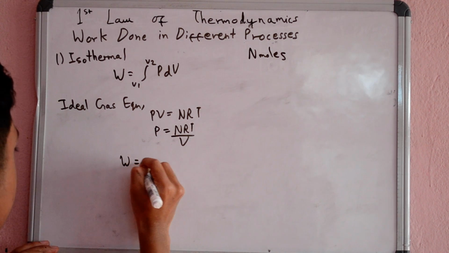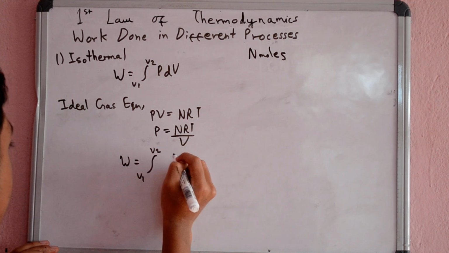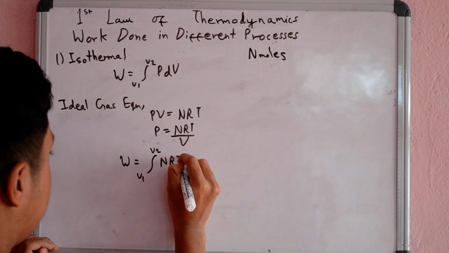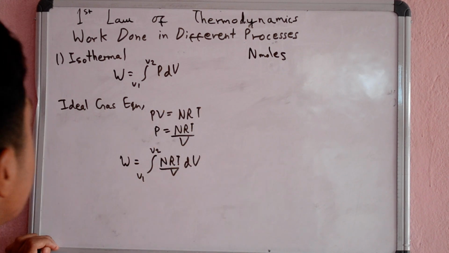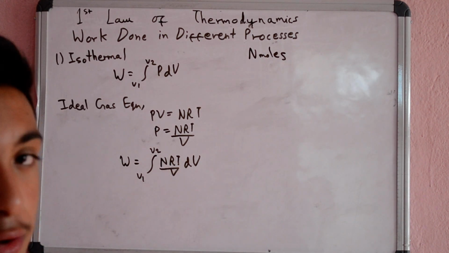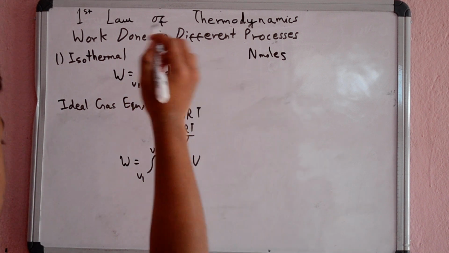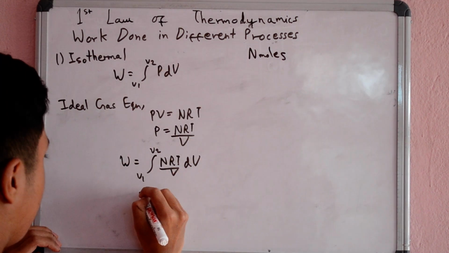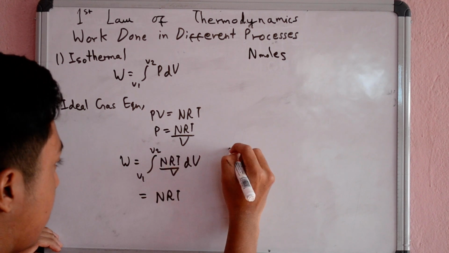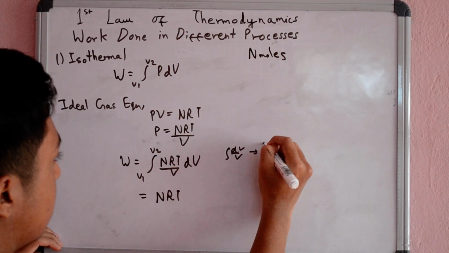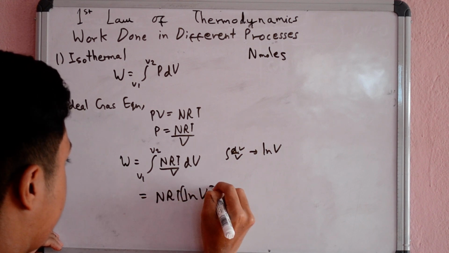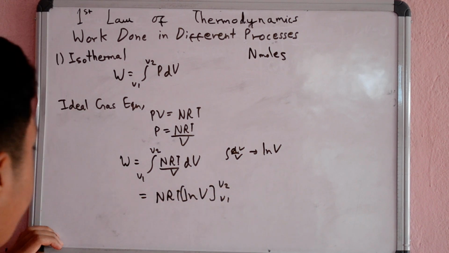The work done is equal to the integral from V1 to V2 of nRT by V dV. Now in this case, n is constant, R is constant, and also temperature is constant because it is an isothermal process. So the nRT goes outside. The integration of dV by V is just ln V. So this becomes nRT times ln V from V1 to V2.